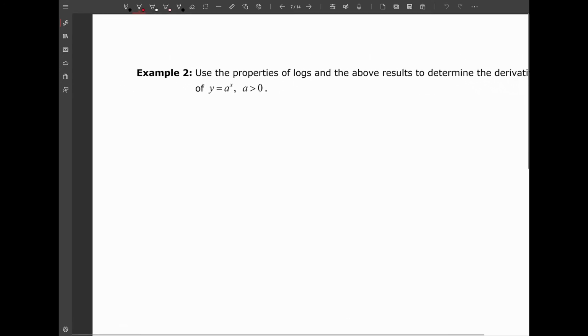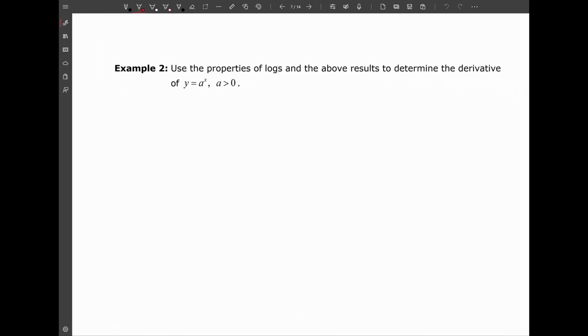So now we're given: use the properties of logs and our recently discovered result to find the derivative of y is equal to a to the power of x, where a is some number greater than 0. So a is not any complex function, it's just a positive number. That's it. Okay, so here's what I'm going to do. First thing I'm going to do is take the natural log of both sides.